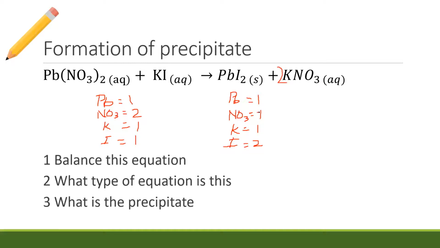I want to add a 2 here because that's going to bump this up to 2. It's also going to bump the nitrates up to 2. So it's also going to bump the potassiums up to 2, which is a bit unfortunate, but then I'm going to go down the list. Now the potassiums, I've got 1 on the left and 2 on the right. So what am I going to do now?